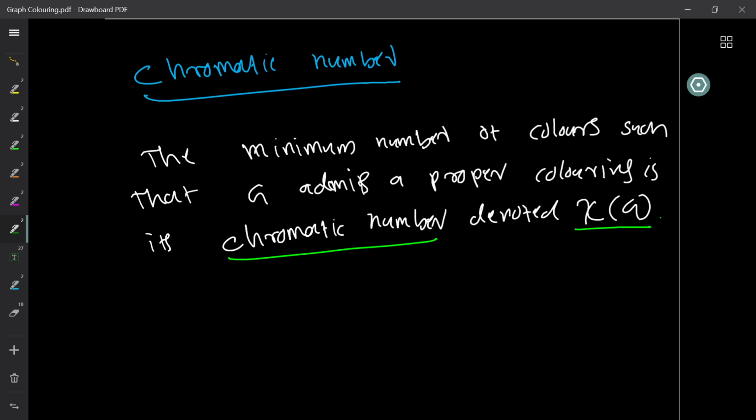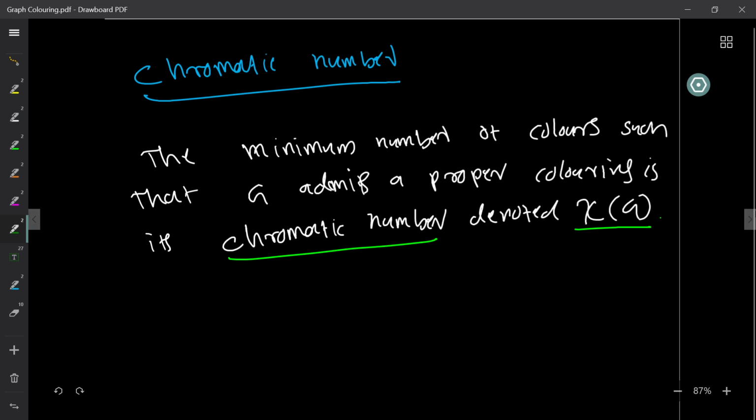So the chromatic number of a graph is defined as the minimum number of colors such that the graph admits a proper coloring using that many colors. It is usually denoted by the Greek letter chi of G. So chi of G is the minimum number of colors with which we can color the vertices of the graph.